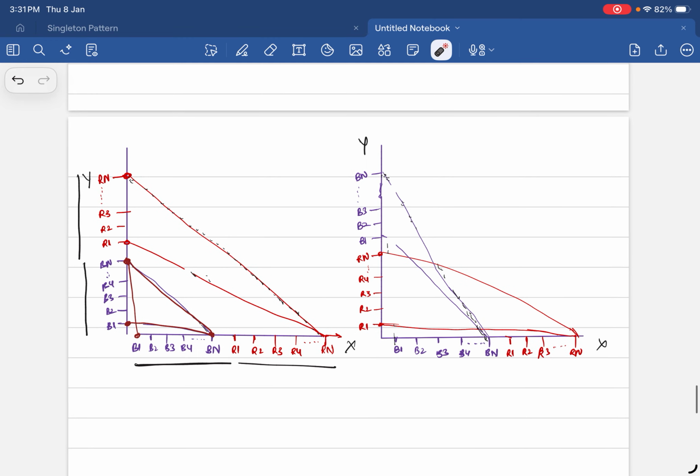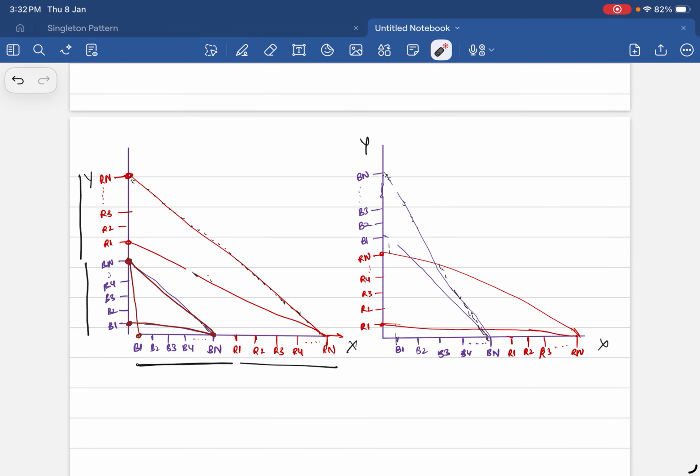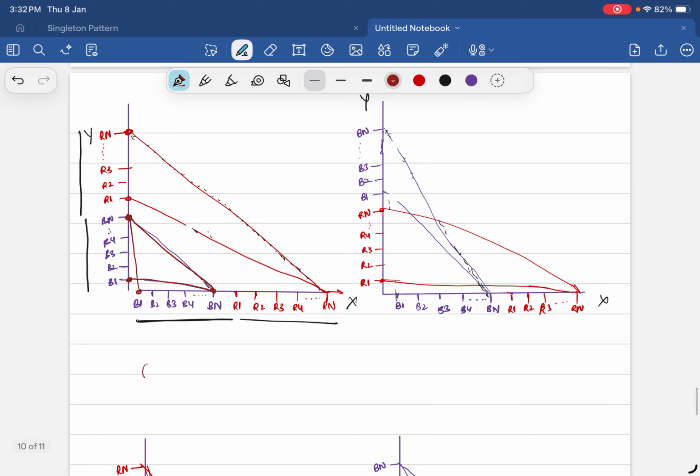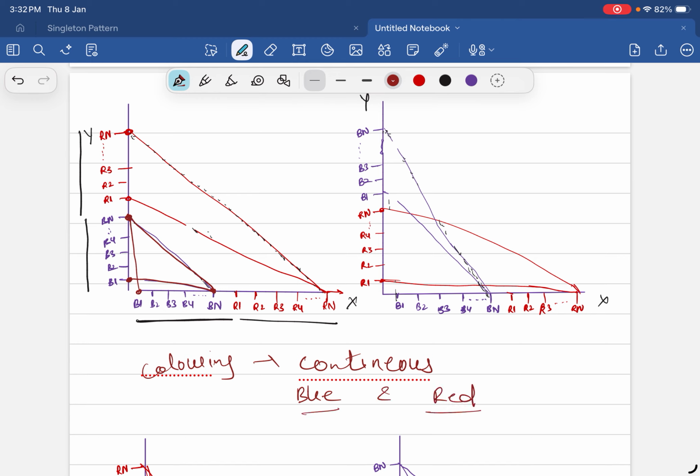So from all this observation, we found that the coloring needs to be continuous for both blue as well as for red. Now we can choose any 2 points either from the x-axis or from the y-axis, and then we can try to form the triangle area.